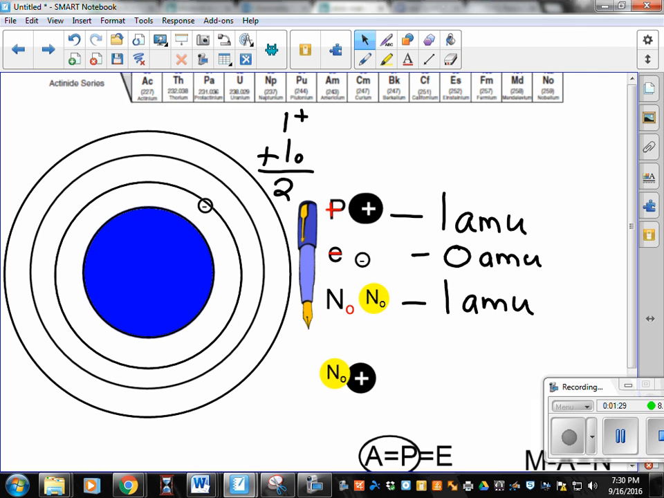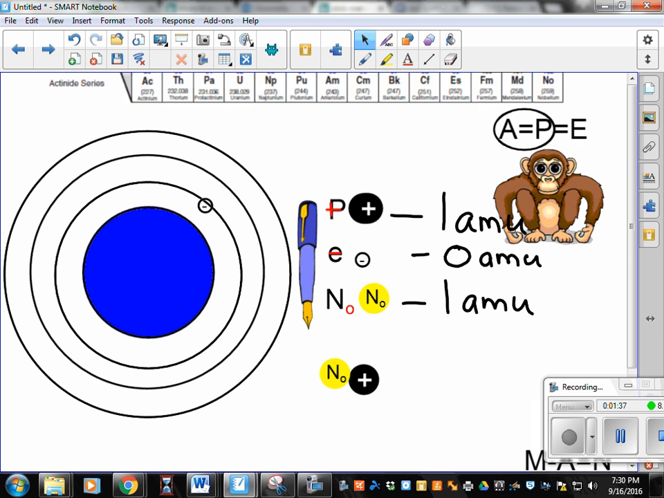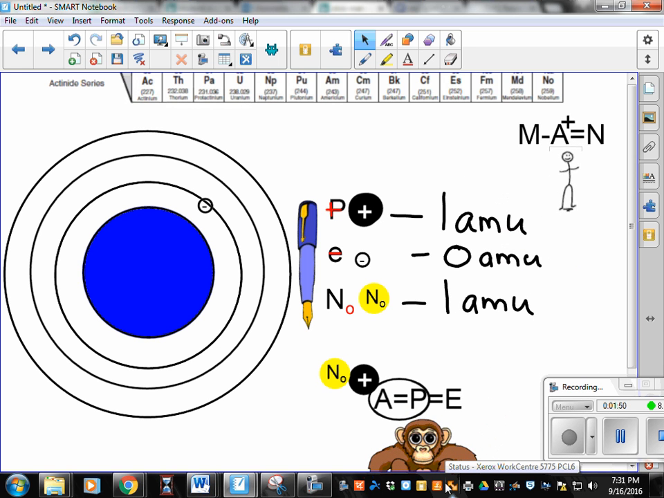Now let's do something a little different. Let's look at APE. APE says that the atomic number equals the number of protons equals the number of electrons. So protons is my atomic number. MAN says that the mass number minus the atomic number equals the neutrons. So if I go backwards, the neutrons plus the atomic number, which is the protons, is also going to give me the mass of an atom.